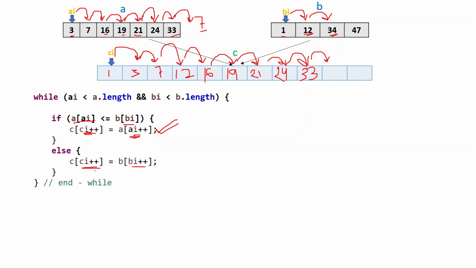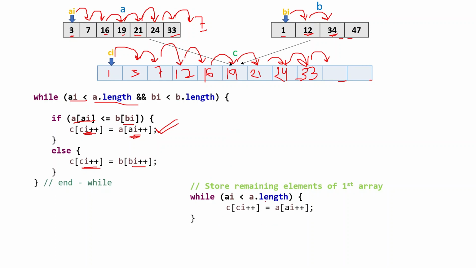So in the next iteration, AI is less than A dot length. So 7 is less than 7. Sorry, it is less than. So 7 is less than 7 is false, and it is going out of the loop. So this while loop ends now, and after it ends, the resultant array is sorted, but there are two remaining elements from array B. So we need to check what the remaining elements are, and we need to put them in the resultant array.